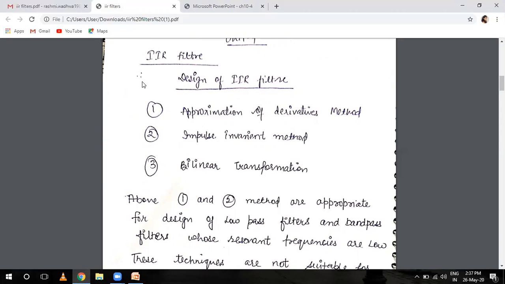And what is our requirement? The requirement is that the left half of the S plane should map inside the unit circle in the Z plane, so that a stable analog filter is converted into a stable digital filter.